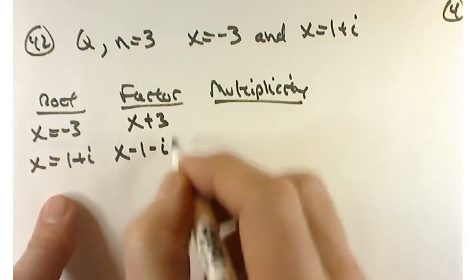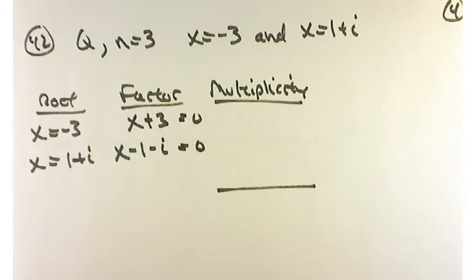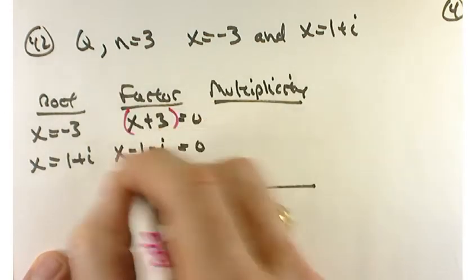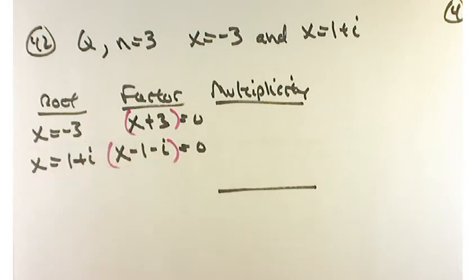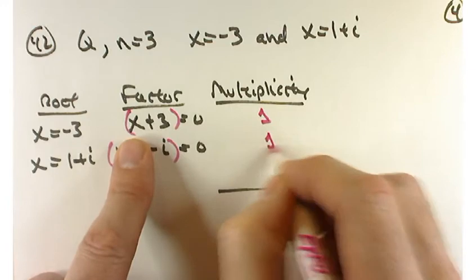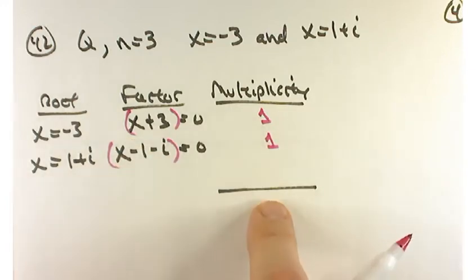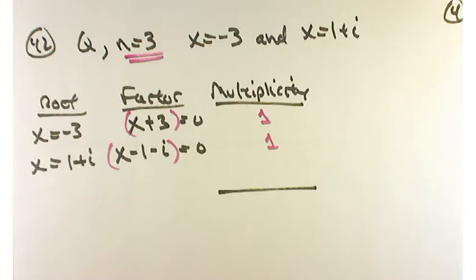Perfect. Now technically these both equal 0, but we're interested in the factors, so we'll just work on this part. But to get the factors, you're just moving this stuff to the left-hand side. So the multiplicity here would be a 1 and a 1. That only totals up to 2, and I know I need a degree 3 polynomial. So it's telling me I'm missing something.